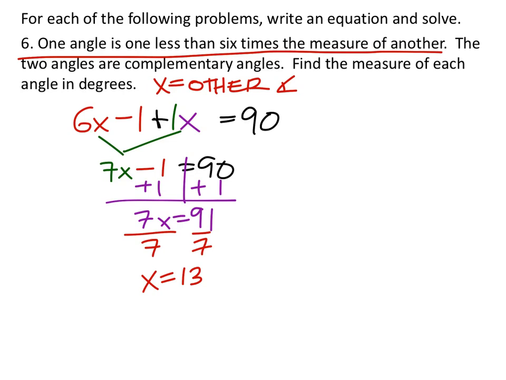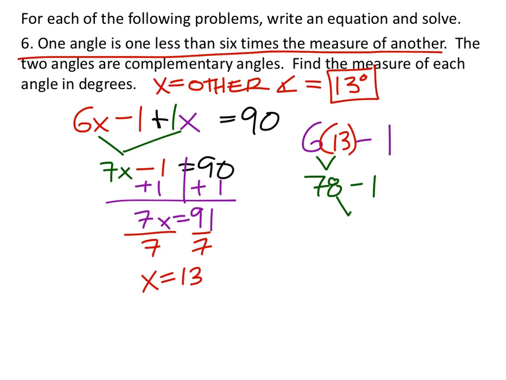Now that's just the x value, but it did represent the other angle, so right now the other angle is 13 degrees, but we still have the one angle, which was 6x minus 1, or 1 less than 6 times the measure of the other, and the other angle was 13 degrees. So I'm replacing that x with 13 and just evaluating this. 6 times 13, 60, 78, minus 1, that would combine to be 77 degrees.